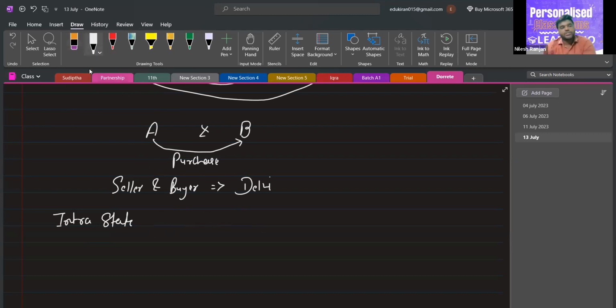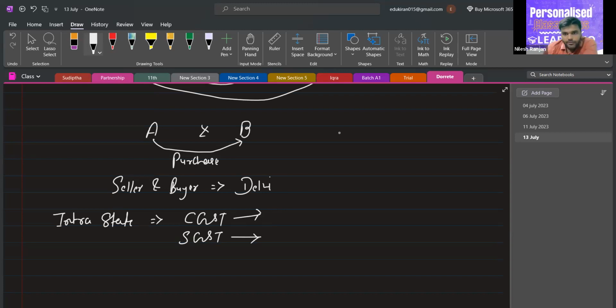So if the transaction is done in a single state, it is called an intrastate transaction, and CGST and SGST are applicable on that transaction. That means on that transaction, some of the tax will go to the central government and some of the tax will go to the state government. And the percentage is also specified, so there is no confusion here.